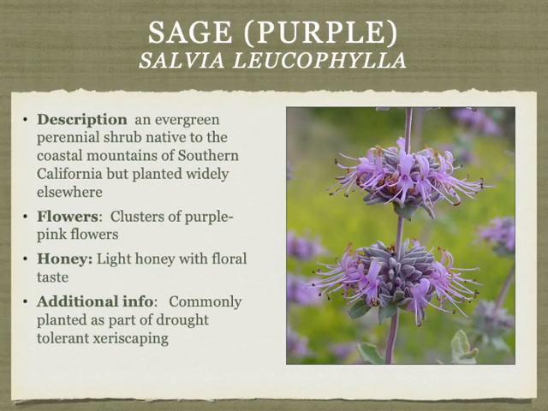And then there's purple sage, not as common as the other two. It's a light honey with a floral taste. It's commonly planted for drought-tolerant xeriscaping and landscaping. It grows in multiple places, but most commonly in Southern California.